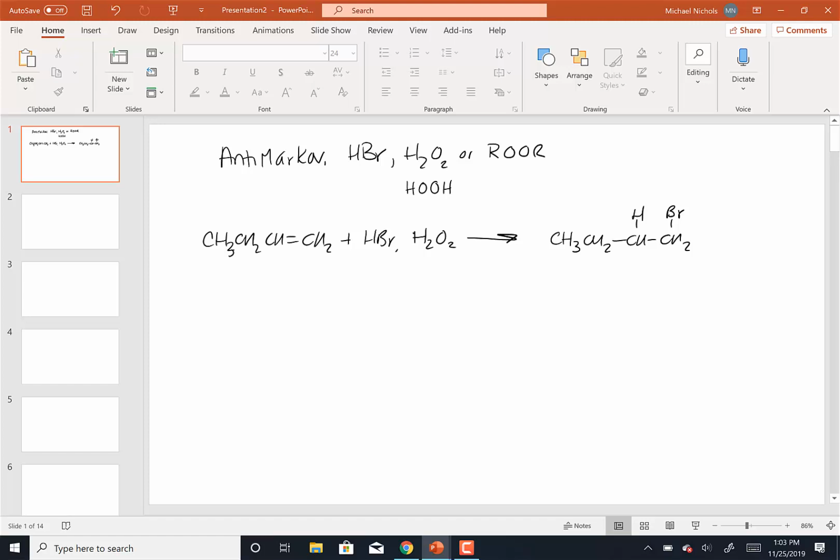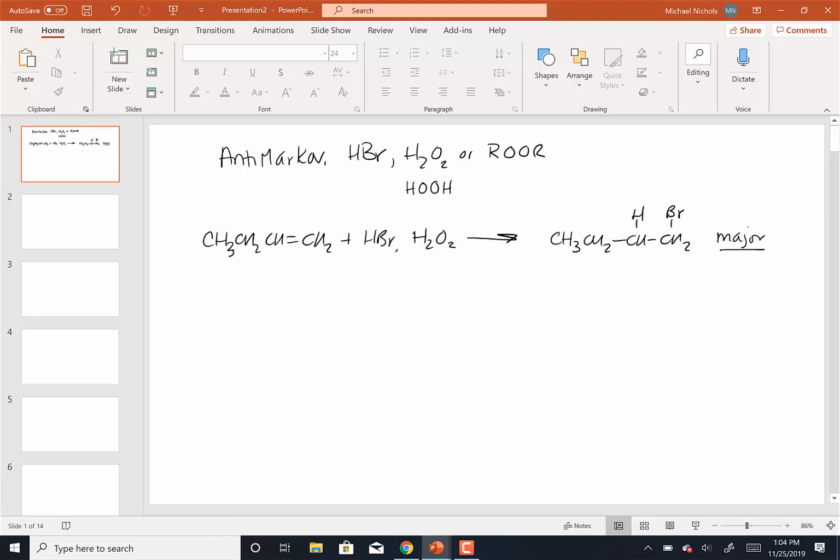Notice I haven't gotten to stereochemistry yet. I'm just dealing with, is it Markovnikov or anti-Markovnikov? So this would be the major product of the reaction. It's not the exclusive product, but it's the major one. So we have a change in mechanism. And in order for us to talk about the mechanism, we're going to have to talk about radicals and what's involved with those.